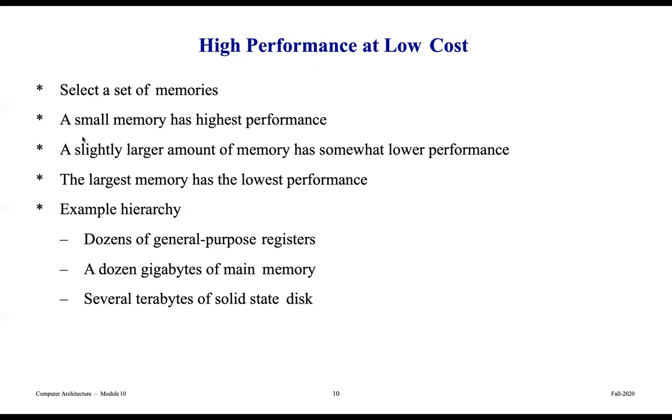A small memory has the highest performance, using the idea we already talked about, the primary versus the secondary memory. A slightly larger amount of memory has sometimes lower performance. And so there are some knees in the curve, if you will, that you need to be thinking about. Some of the material later in the text will talk about that a little bit, to give you some ideas of how you could do those calculations. The largest memory has the lowest performance. That's typically your hard drive.